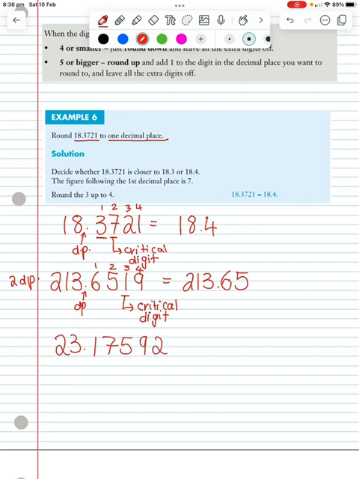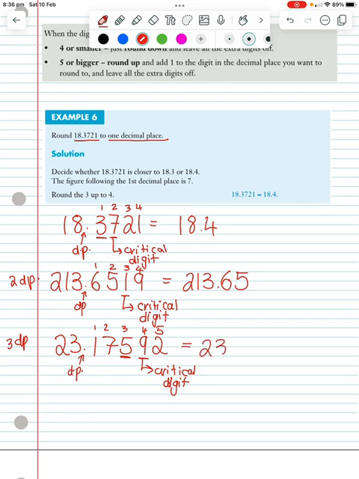Let's do 23.17592. And let's say we want 3 decimal places with this one. So again, here's my decimal point. I've got 1, 2, 3, 4, 5 numbers after it. I want 3, so I want to round here. So this number here is my critical digit. My critical digit here is 9, which means it's 5 or bigger, so we're going to round up.